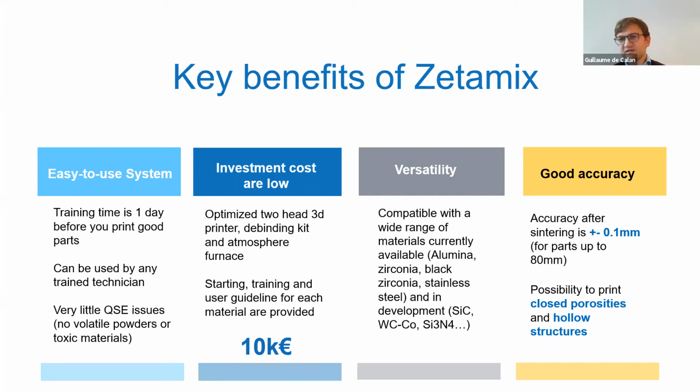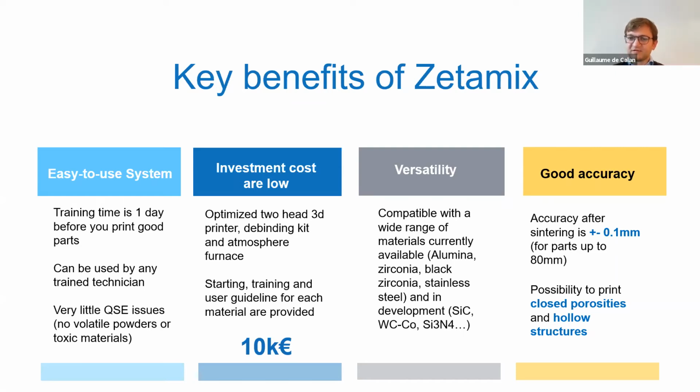Finally, two other strong points are the versatility of this platform. It's one of the only platforms where you can print both ceramic and metal. And of course, we plan to add some new materials in the future on top of those already available. And it has a relatively good accuracy. It's not the best on the market, clearly. If you compare with SLA for ceramic, for instance, SLA is more precise.